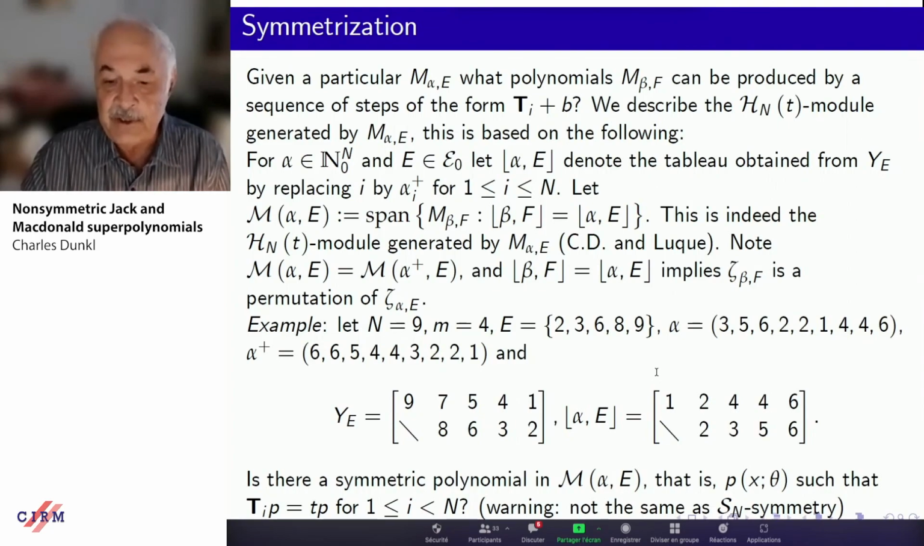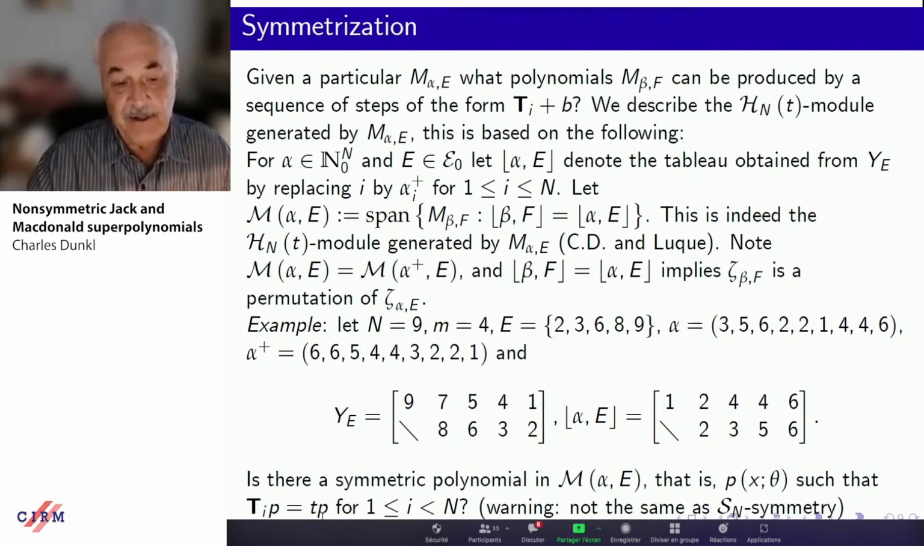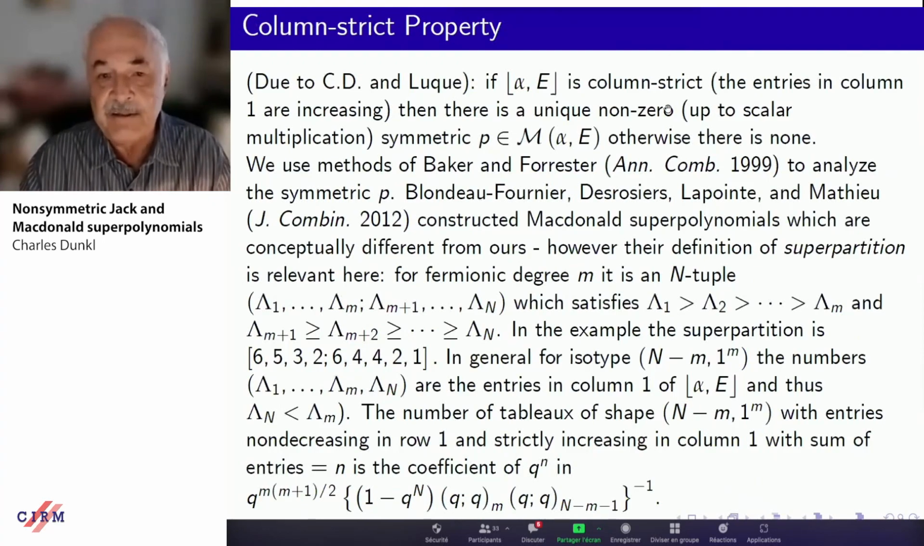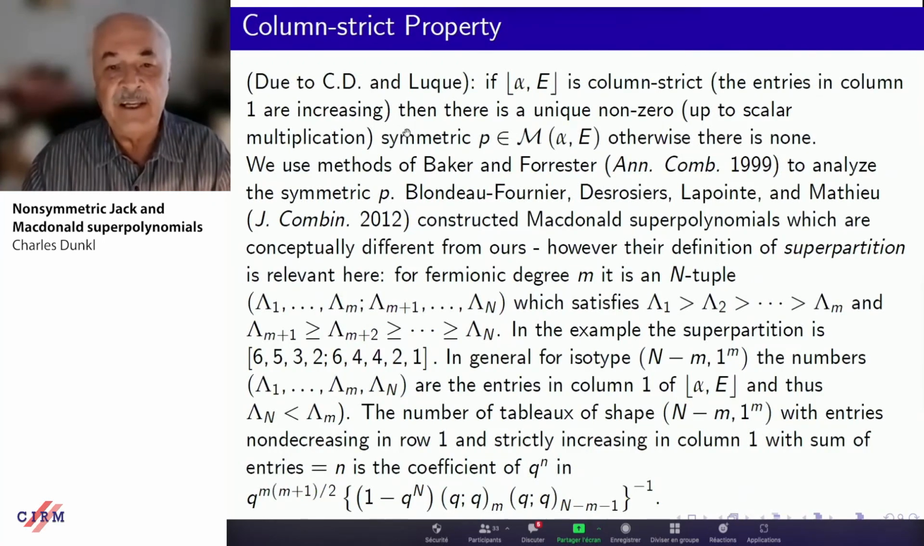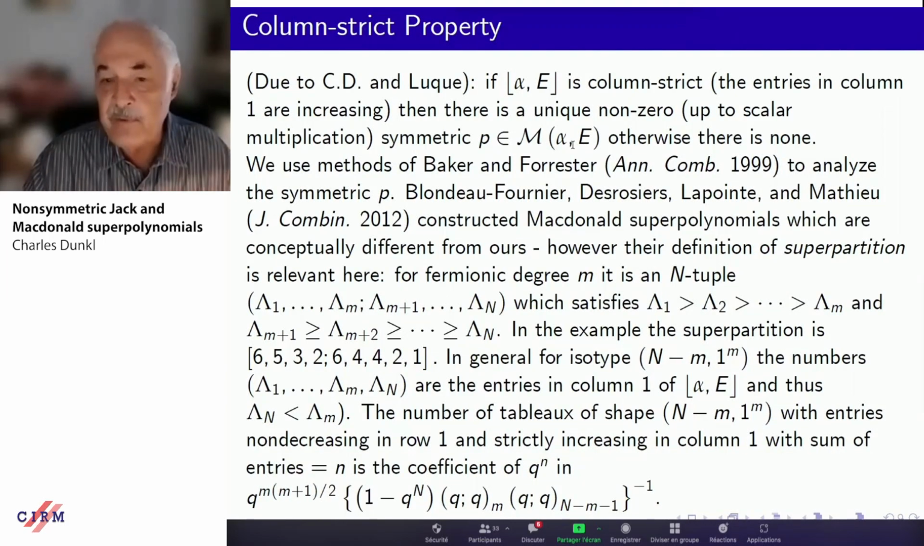In this module, is there a symmetric element? Symmetric means big T_i P is t P. It's not the same as S_N symmetry. The eigenvalue is t and not 1, but the word symmetric seems to be, I don't know what else to call it. Luke and I proved that if alpha E is column strict, the entries in column 1 are increasing, there's a unique non-zero symmetric P. Otherwise, there is none. We use the methods of eigenfunctions.